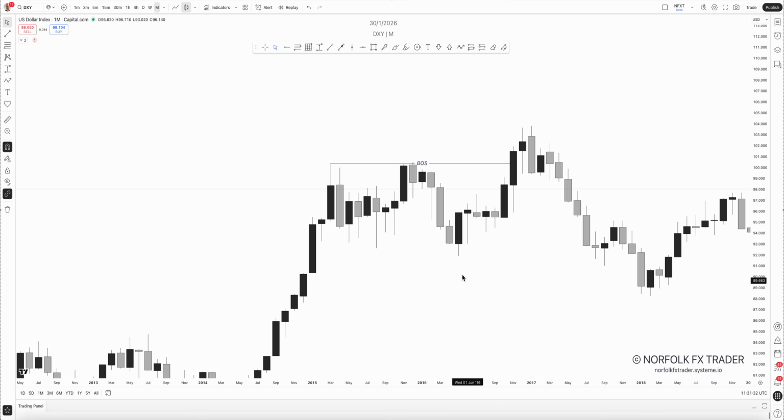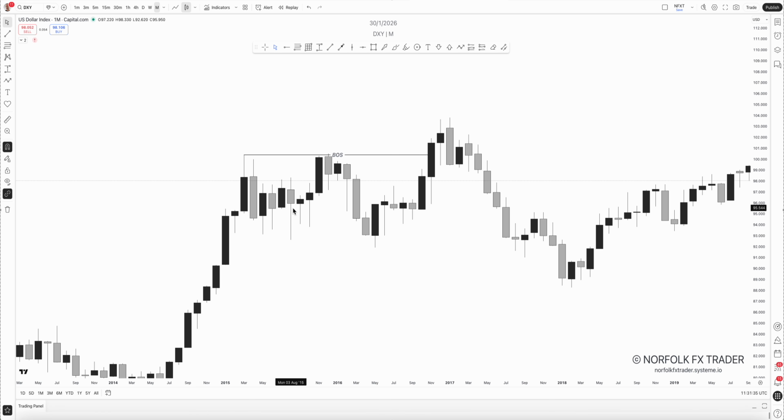We'll go through the monthly in a bit more detail for the method, and then we'll go through the lower time frames a bit quicker. The reason this is a valid high in the market is because we see this candle here closing down below the previous candle's low. That creates the valid high in the market.